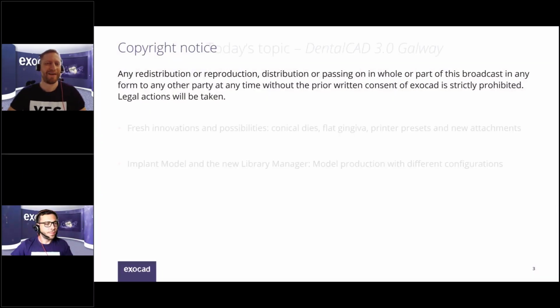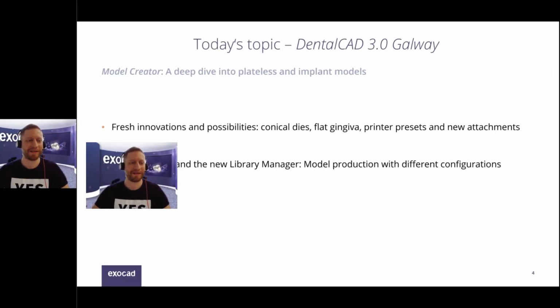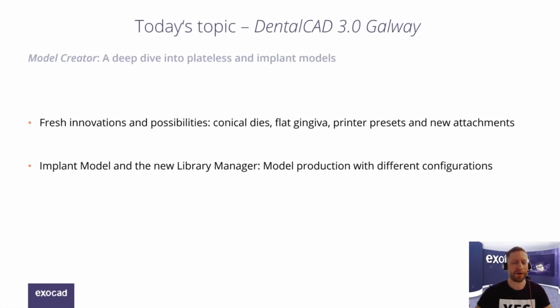All right, this is our agenda for today. First, we will start with a more regular case of the Model Creator. I'm going to show you the conical die feature, the flat gingiva printer presets, as well as a couple more new attachments. After that, we will jump into the implant model type again. I'm going to show you the library manager, how much more convenient it will make your workflow to implement new libraries into the software without going the old way and having to work around and install it yourself.